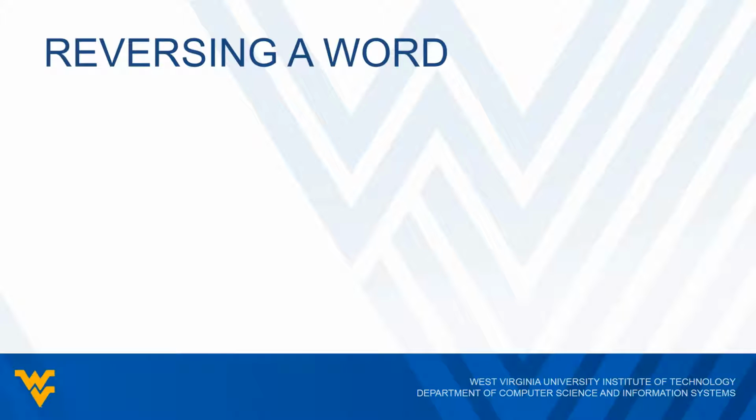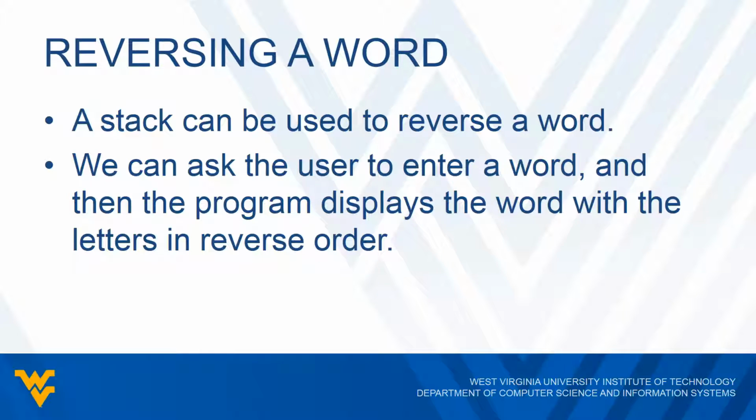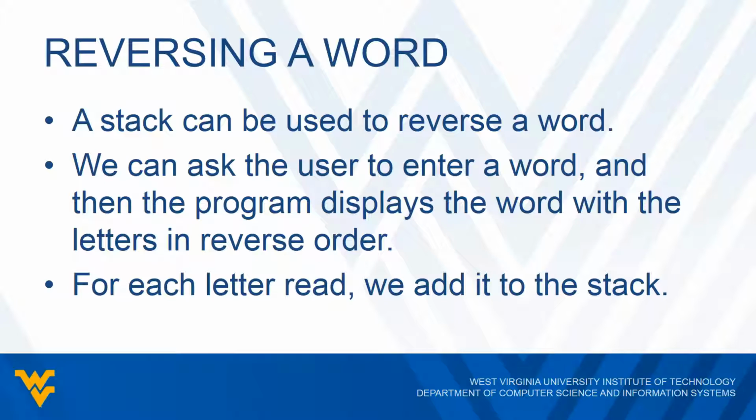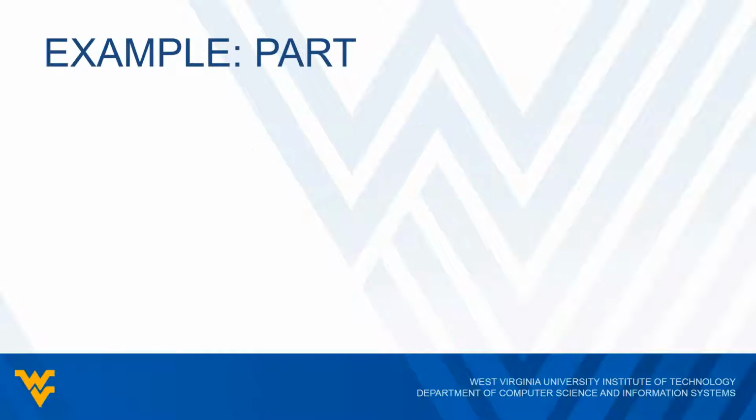So clearly, one of the things we can do is use a stack to reverse a word. We can ask the user to enter a particular word, and then we'll display that word with the letters in reverse order. The approach is actually very simple. For each letter that we read, we add that letter to the stack. Then all we have to do is remove each letter and display it. It's already given to us in reverse order, so we just print the letters in the order that we take them out of the stack.